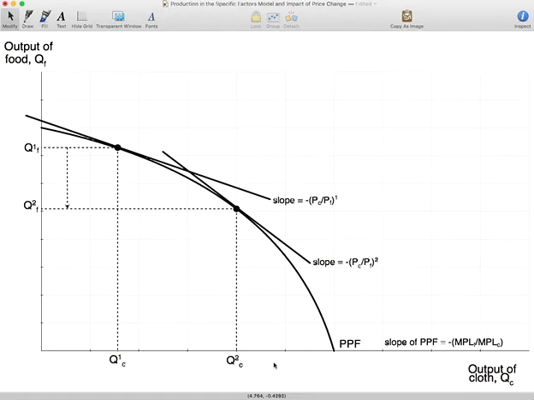So what do we see? As the price of cloth increases, as expected, we see an increase in the production of cloth. Cloth is a more valuable output relative to food production. So as I stated previously, as the price of cloth goes up, resources will be reallocated away from food production, so food production will decrease. And those resources will be reallocated over to cloth production, and we will see an increase in cloth production because of the increase in the price of cloth.